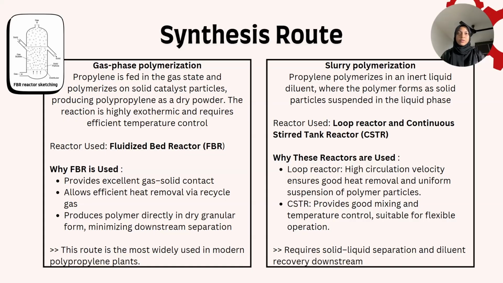Second is the slurry polymerization, where propylene reacts in an inert liquid diluent with polymer particles suspended in the liquid, and the reactors used are loop and CSTR because loop reactors provide good heat removal through high circulation, while CSTR offers stable mixing and temperature control.